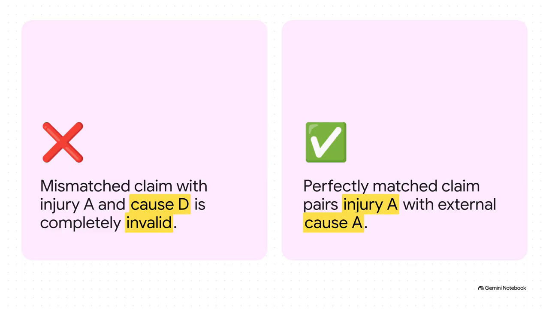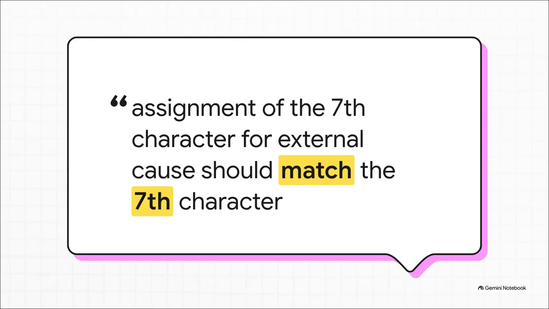A mismatched claim where the primary injury has an A for initial encounter, but the external cause code has a D for subsequent, that is structurally invalid. A perfectly matched claim requires the 7th character of an external cause code to mirror the primary injury code perfectly. It's a 1-to-1 match. An A must always pair with an A, D with a D, and an S with an S. Again, this isn't just best practice, folks. This is backed directly by the ICD guidelines.